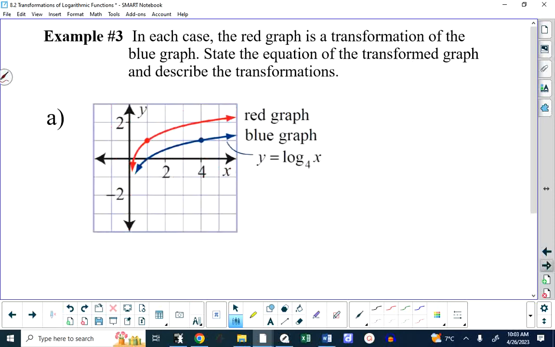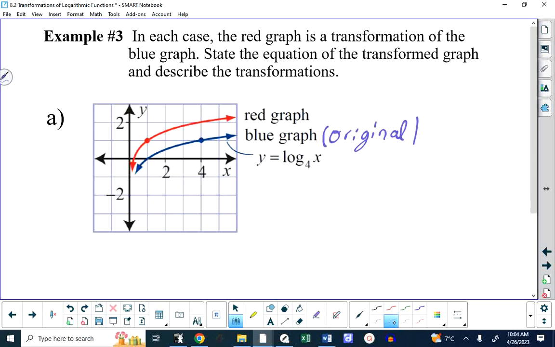Let's move on now. Example 3. In each case, the red graph is a transformation of the blue graph. And I typed out red graph and blue graph on your handout because you don't have colors on that handout. So that means that the blue graph is the original. Okay? The red graph is a transformation of the blue graph.